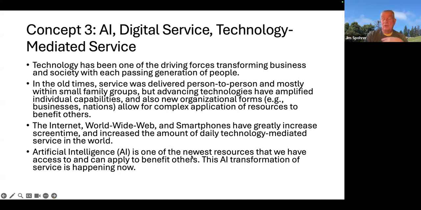Artificial intelligence was one of the newest resources that we have access to, like OpenAI, ChatGPT, or the DeepSeek coming out of China. And AI transformation of services is happening now.